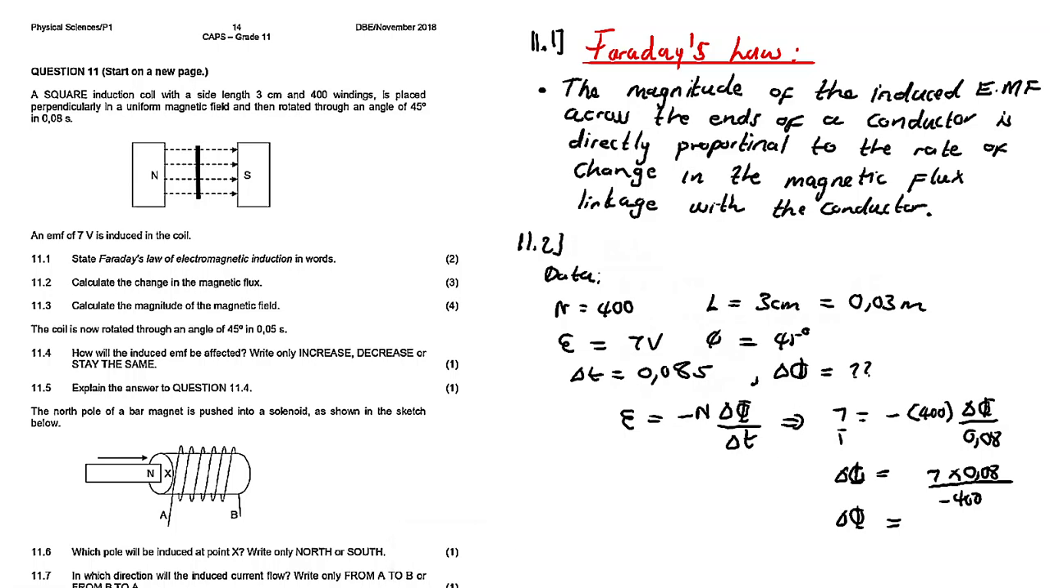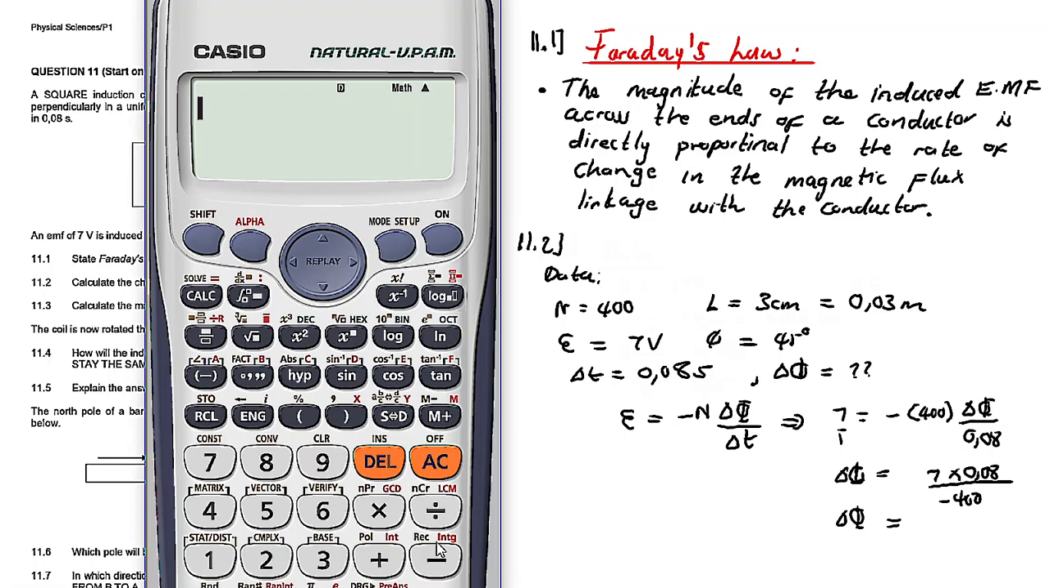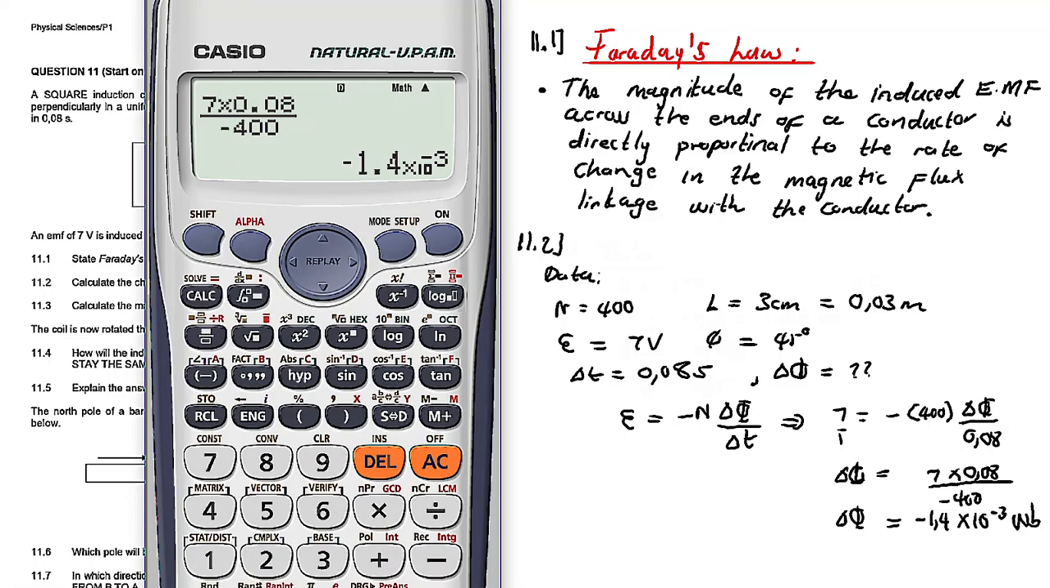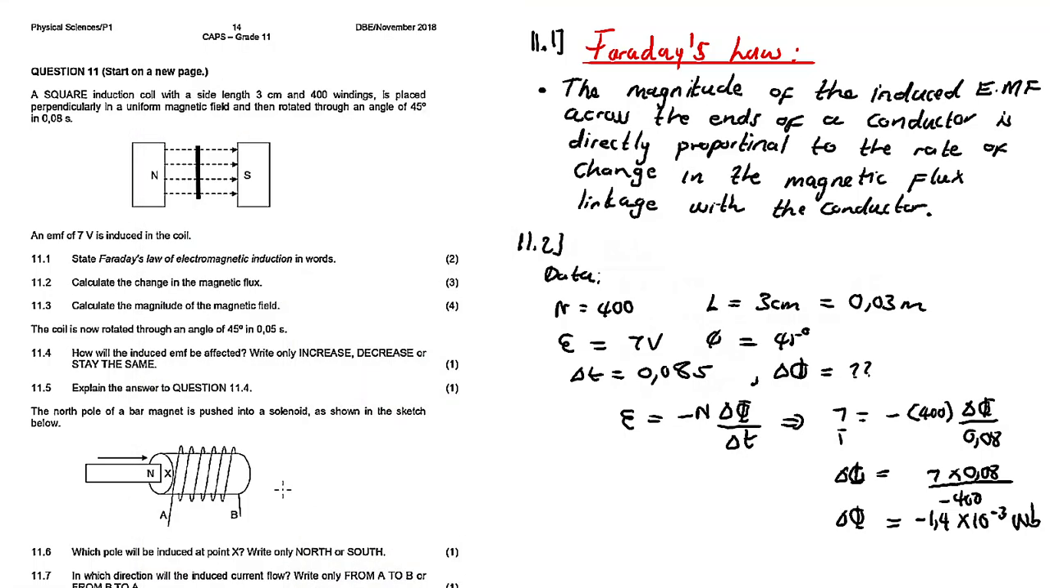So the change in magnetic flux is equal to, let me grab a calculator: 7 times 0.08 divided by minus 400, which gives minus 1.4 × 10⁻³ Weber. The change in magnetic flux is calculated in Weber.